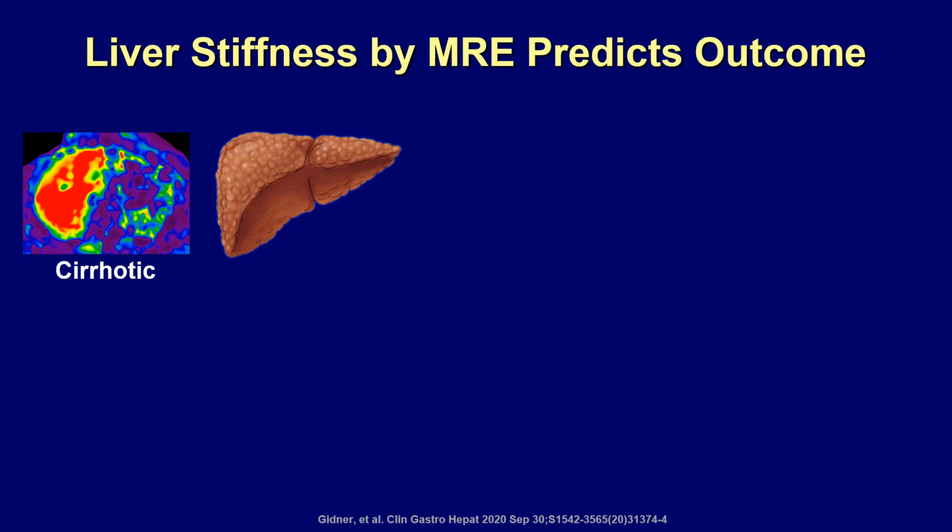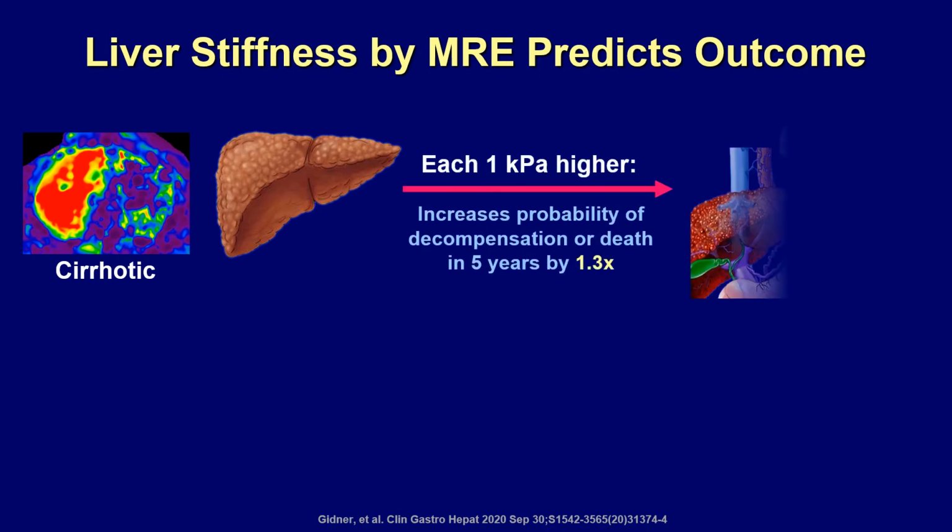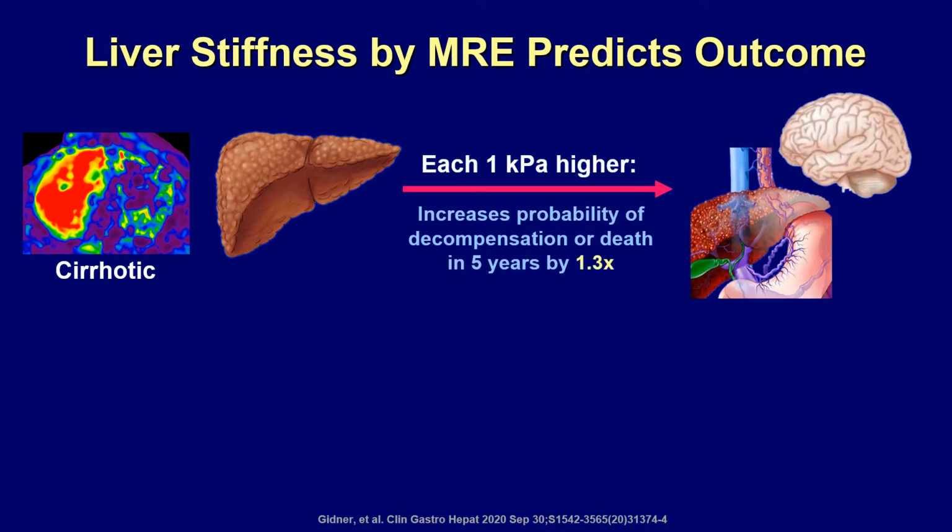Another way to summarize the results of this study is that it shows that in patients with cirrhosis without decompensation, the probability of decompensation or death at 5 years is strongly related to baseline MRE stiffness. Each 1 kilopascal higher in stiffness corresponds to about a 30% increase in the probability of decompensation or death by 5 years.